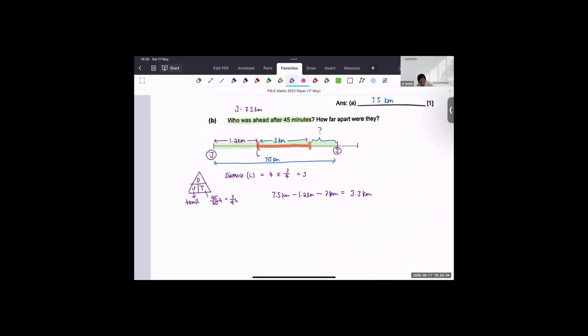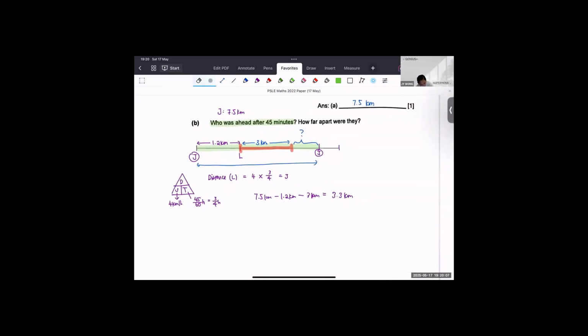So those who got 4.5, right? Yeah, I see quite a number of 4.5. You have to make sure that you take note that Linda was already ahead. Linda was ahead when Jane started. So Linda will continue to travel for that 3 kilometers in that 45 minutes, whereas Jane will start from her home all the way 7.5 kilometers. So if you look carefully, you need to remember to subtract another 3 kilometers, and then 1.2. So that will give you 3.3, not 4.5.